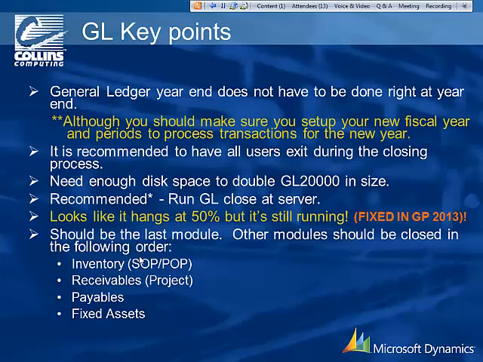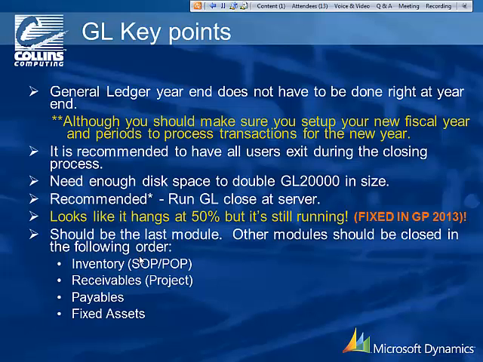We don't want any other users in the system when you're closing the general ledger. And you want to make sure that you ask your IT people, do I have enough room for that big GL 20,000 table to be doubled? Because we're creating that GL 30,000 table with all these new entries, and then once it creates them, it gets rid of the old ones. So we're going to double that space of GL 20,000. We recommend that you run the general ledger close either at your server or on a workstation that's got a lot of horsepower. You just don't want it to be running slow.